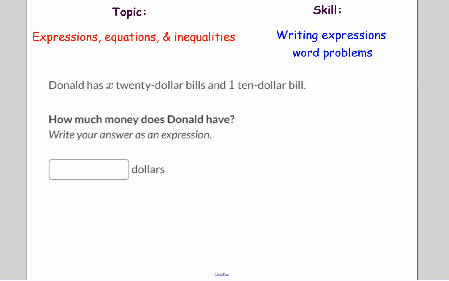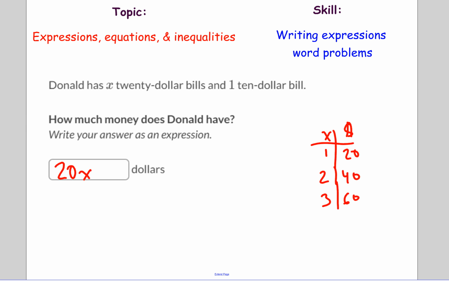Well, if you think about it, every $20 bill is worth $20 and he has X of them. So just to think about it, if X were 1, it would be worth $20, if X was 2, it would be worth $40, and if X were 3, it's worth $60, right? So whatever X is, we have to multiply by 20 to get the dollars. So we have 20X dollars. If you think about it, 20 times 1 is 20, 20 times 2 is 40, 20 times 3 is 60, and so on.